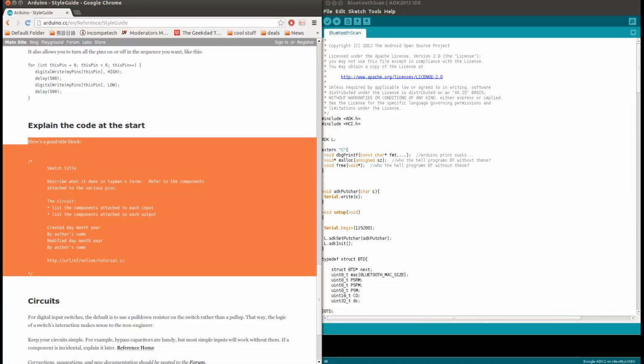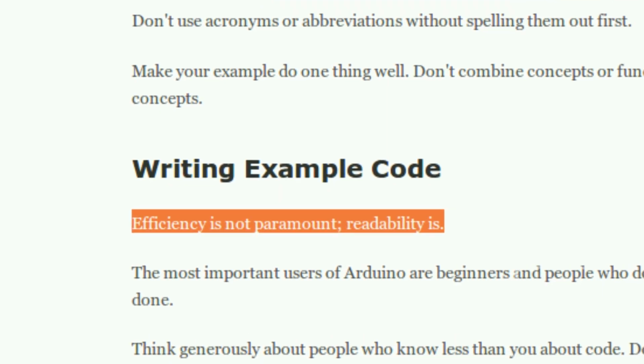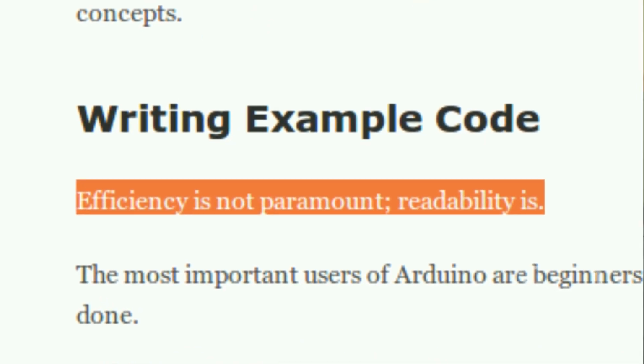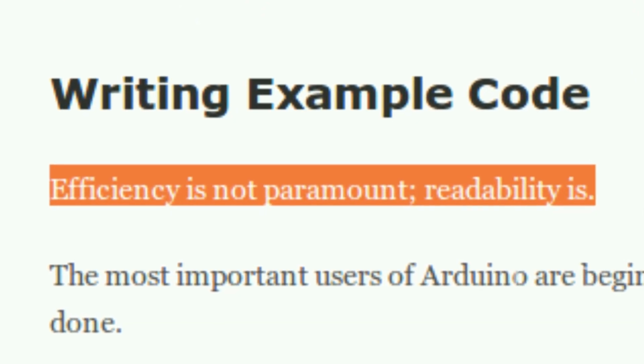Now, we're not just talking about this thing being bad because it's so large and really unworkable. We're talking about this thing being bad as in they actually violated every single one of the Arduino code example guidelines. I'd like to quote the Arduino guidelines: "Efficiency is not paramount. Readability is."